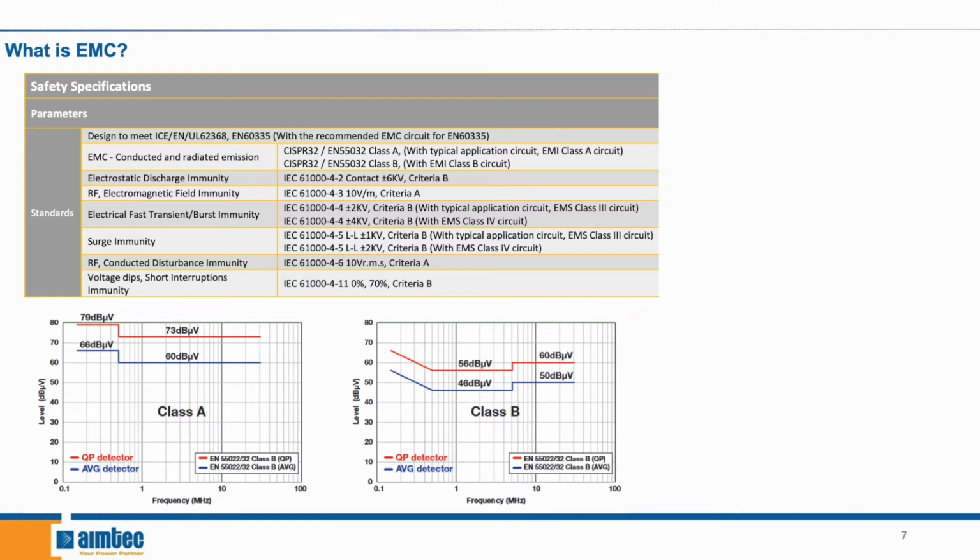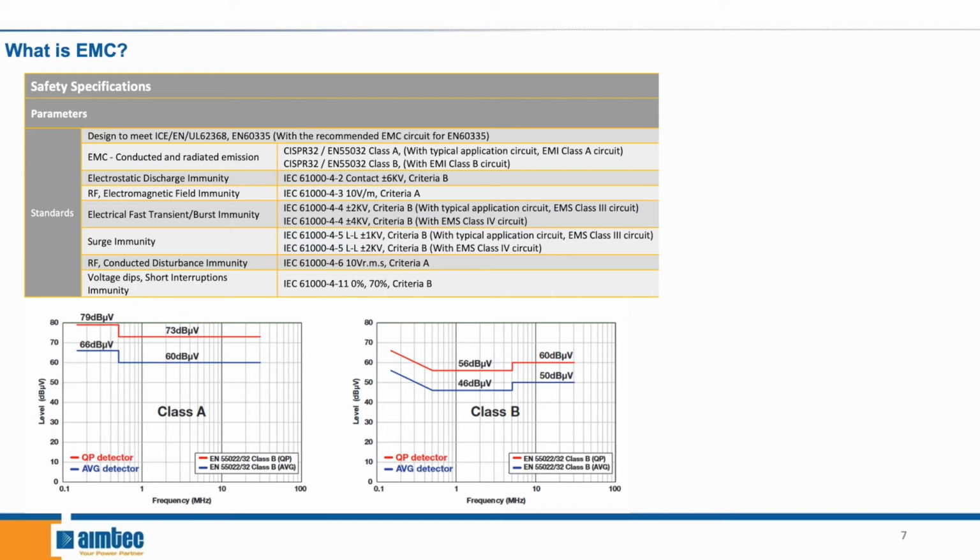So in this case, if we're looking at the first row after the Design to Meet row, we have EMC, so conducted and radiated emissions. And on the right-hand side, we have the different standards. So for it to meet the EMI Class A circuit, you need to follow the typical application circuit that we list in our datasheet. If you want to meet the Class B circuit, then you need to follow that specific circuit to meet the Class B. For our AZ models to meet Class A and Class B circuits, the only thing that you need to add is a 0.33 microfarad capacitor between the AC line and the AC neutral.